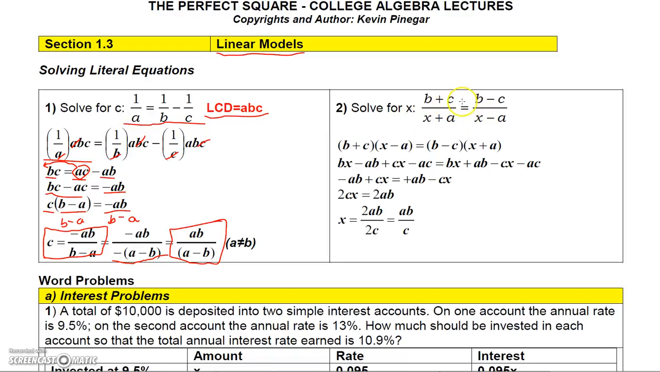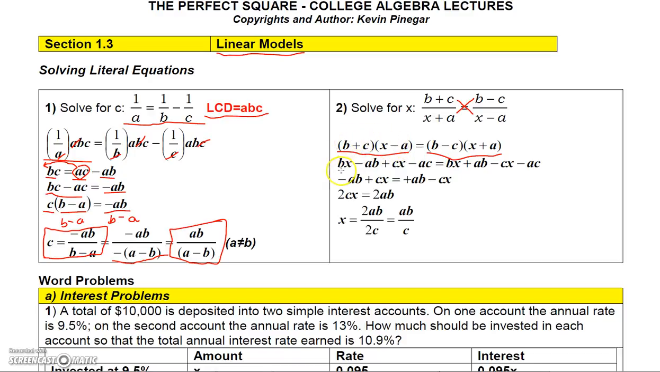We talked about that earlier. With proportions, you can cross multiply. So I'm just going to take b plus c and multiply it by x minus a on the left. And then on the right, I'm going to take b minus c and multiply it by x plus a. So since that's a proportion, I can cross multiply. Now, you're just going to FOIL.